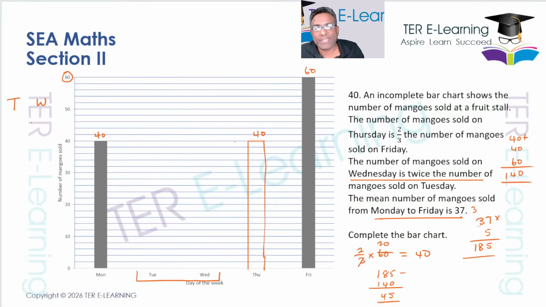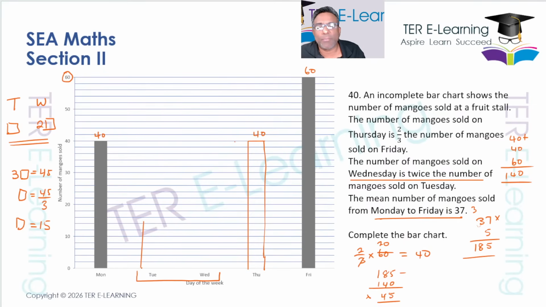So let's put a box here to represent Tuesday. And since Wednesday is twice that, we're going to put 2 blocks here, right? Now, when I add up these two things, I should get 45. So 1 block plus 2 blocks, that'll be 3 blocks. So 3 blocks is equal to 45. So 1 block is 45 over 3. So therefore, the value of 1 block here will be 15. So on Tuesday, they would have sold 15 mangoes.